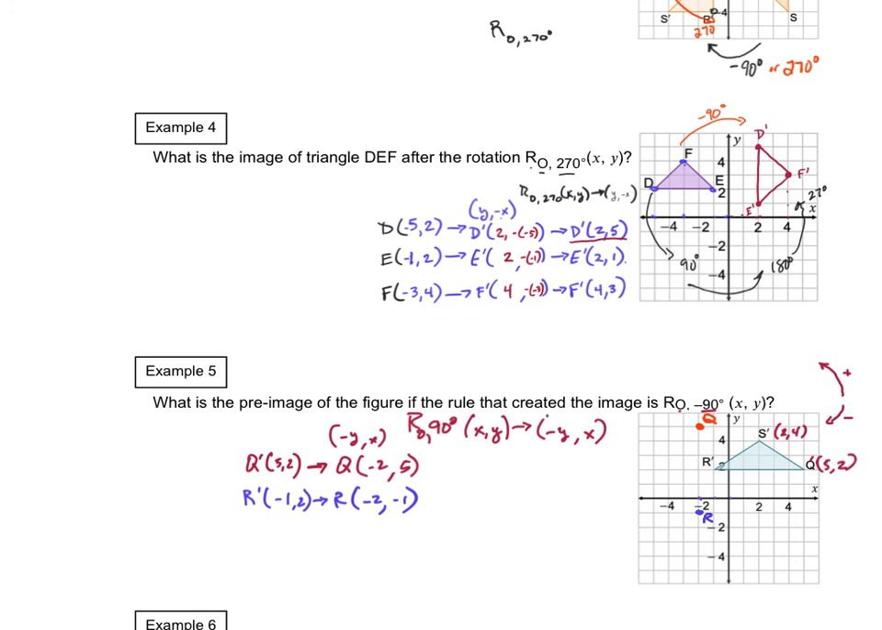And then finally, S prime is going to be (2, 4), and that's going to map to S, which is going to be, again, negative y is going to be my x value, so I'm going to have negative 4, and x is going to be my new y value, 2, so (negative 4, 2). When I connect those points, that is where I originated. That is my original location right there, and then I rotated negative 90 degrees and ended up at that image. So they were able to go back and calculate that pre-image.